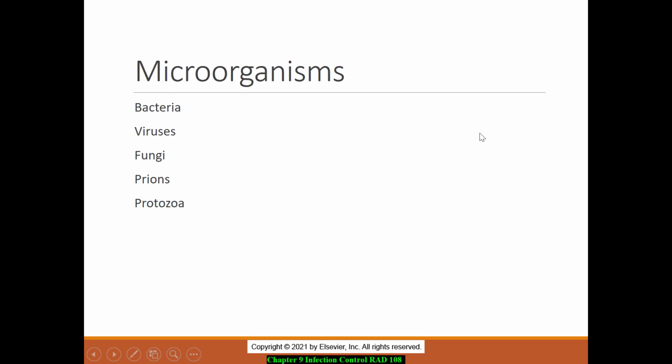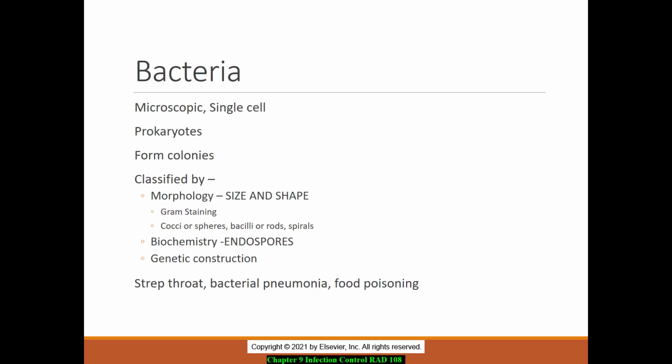When we start to look at microorganisms, the hospital is a great place for gathering lots of diseases and sicknesses, and it's a route of transmission that can occur that you may not be aware of, or you don't stop to think about how things can be transmitted. Microorganisms are living organisms that are too small to be seen with your eye. They include bacteria, viruses, protozoa, prions, and fungi.